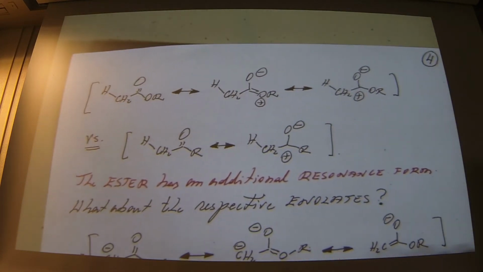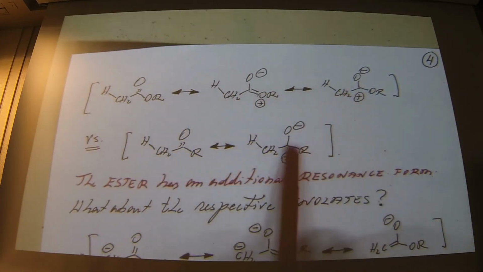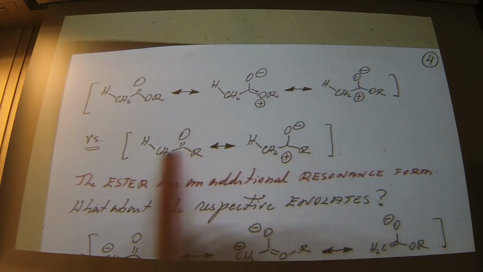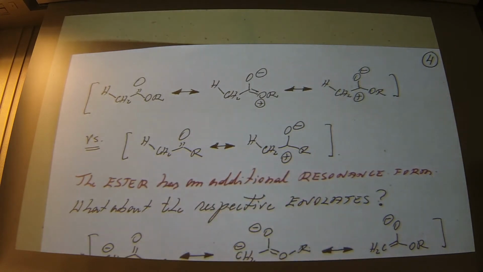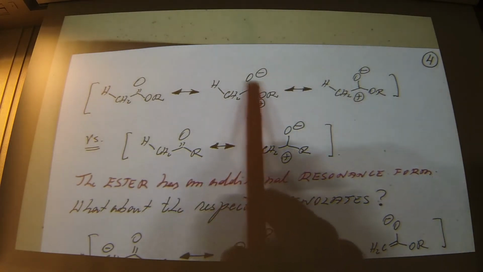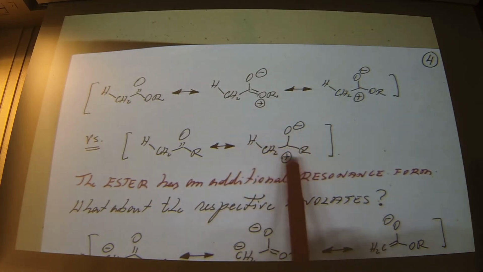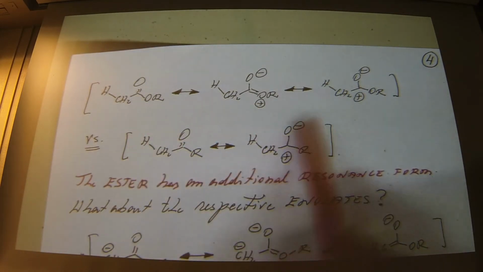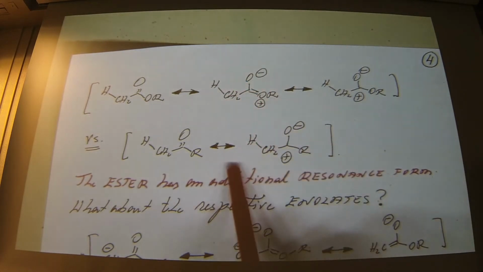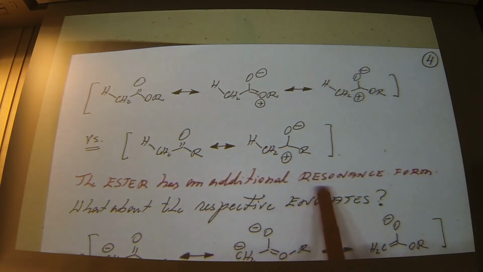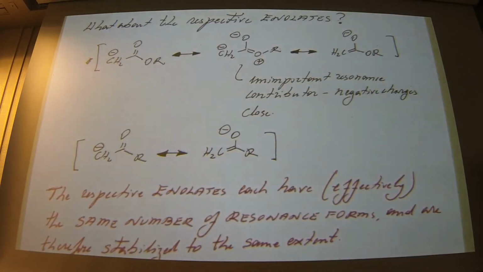So let's write the resonance structures for the ester. I have these three resonance structures for the ester, and these two for the ketone. So the ester has an additional resonance structure that the ketone doesn't. This one corresponds to that, this one corresponds to that, but there's nothing like this for the ketone. The ester has an additional resonance form. The ester is a little more stable. But what about their respective enolates?